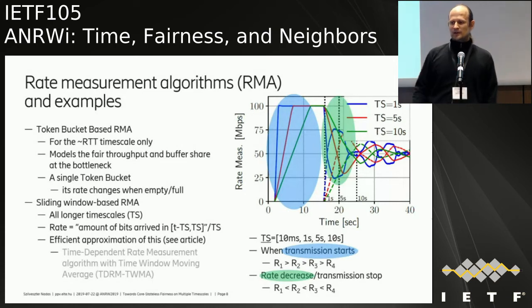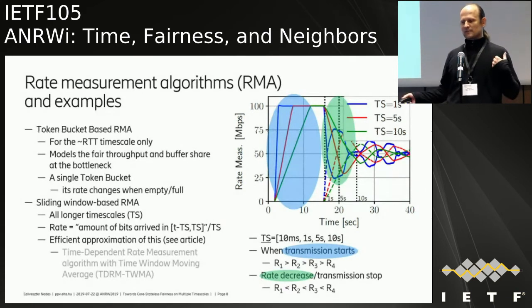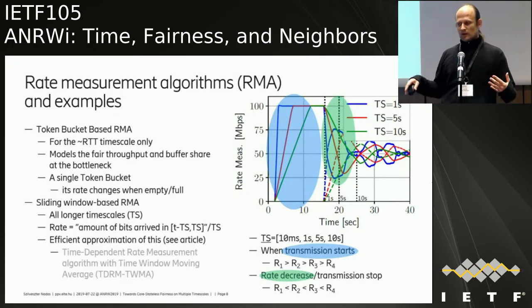And the other rate measurement we use for the longer timescales is a sliding window-based rate measurement. So the rate is basically the amount of bits arrived in the last timescale interval divided by the length of the timescale, and it's actually an efficient approximation of that algorithm, TDRM, TVMA.